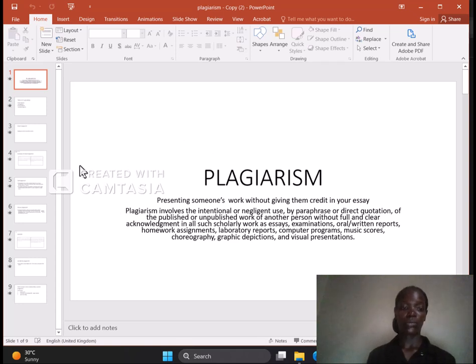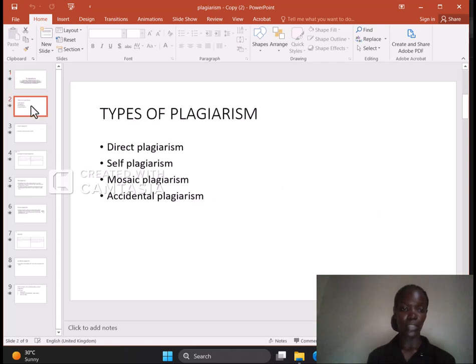So let's look at the different types of plagiarism. We have 4 different types of plagiarism that we're going to talk about. The first one is direct plagiarism, the second one is self, the third is mosaic, and the fourth one is accidental plagiarism. They are all different forms, but they are types of what we call plagiarism.